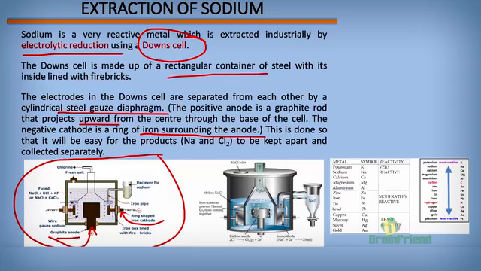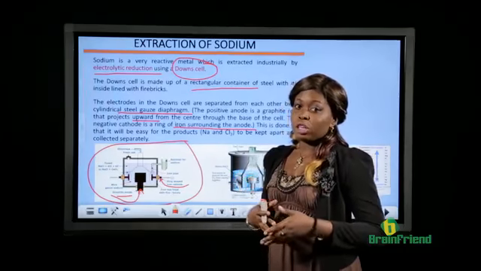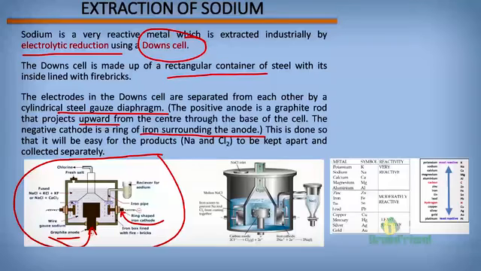Now this is done so that it will be easy for the products, sodium and chlorine, because at the end of this electrolytic process, sodium and chlorine will be produced. So this separation of the electrodes is done so that by the end of this process, the sodium and chlorine produced can be easily kept apart and collected separately.